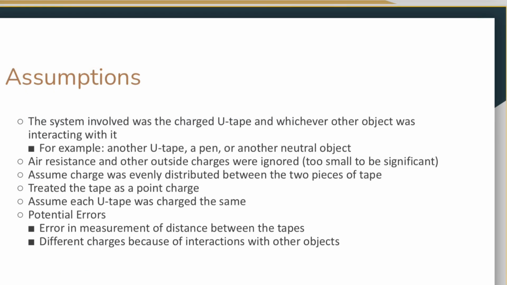The assumptions made while doing this experiment were that the system involved was the charged U-tape and whichever other object it was interacting with, for example, another U-tape, a pen, or another neutral object. We also assumed that air resistance or any other outside charges were to be ignored because they were too small to be significant. We also assumed that charge was evenly distributed between the two pieces of tape and treated both tapes as a point charge, assuming that the U-tape was charged the same. Some potential errors would be the human error while measuring the distance between the tapes, and the different charges because of interactions with other objects.